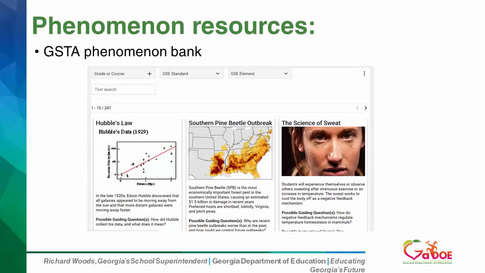Another great resource for us to check out is the Georgia Science Teachers Phenomenon Bank. This is a free, searchable phenomenon bank. You can see on the screen here, you can search by grade, you can search by standard or element, and these are all submitted by teachers and science content specialists and leaders here in the state. An excellent resource. This is also linked in that document.